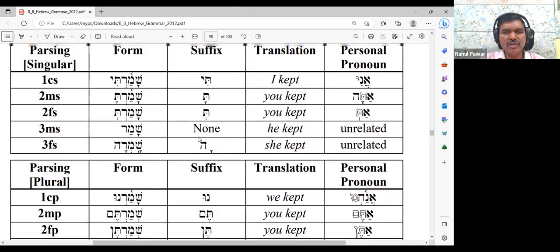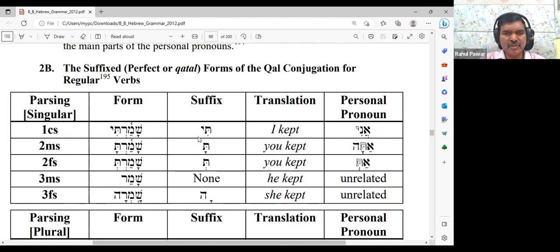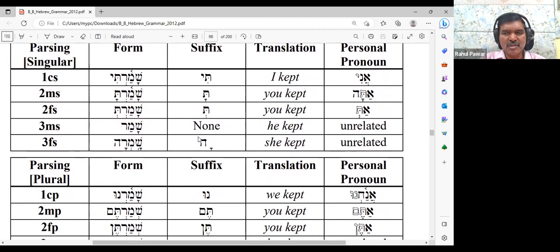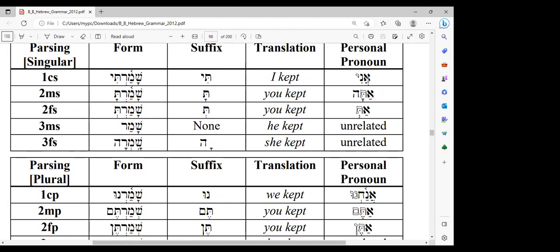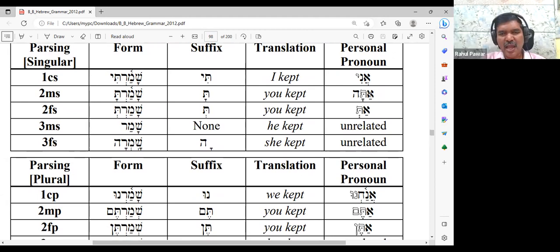Okay, already we saw this perfect, or qatal. Now, already we read this shamarti. So what personal pronoun will you find here? Ani. For shamarta, ata. For shamarat, at. Only third person masculine singular and third person feminine singular are unrelated, because for third person masculine singular there is no suffix, no prefix, and for third person feminine a suffix, it is qamets he.